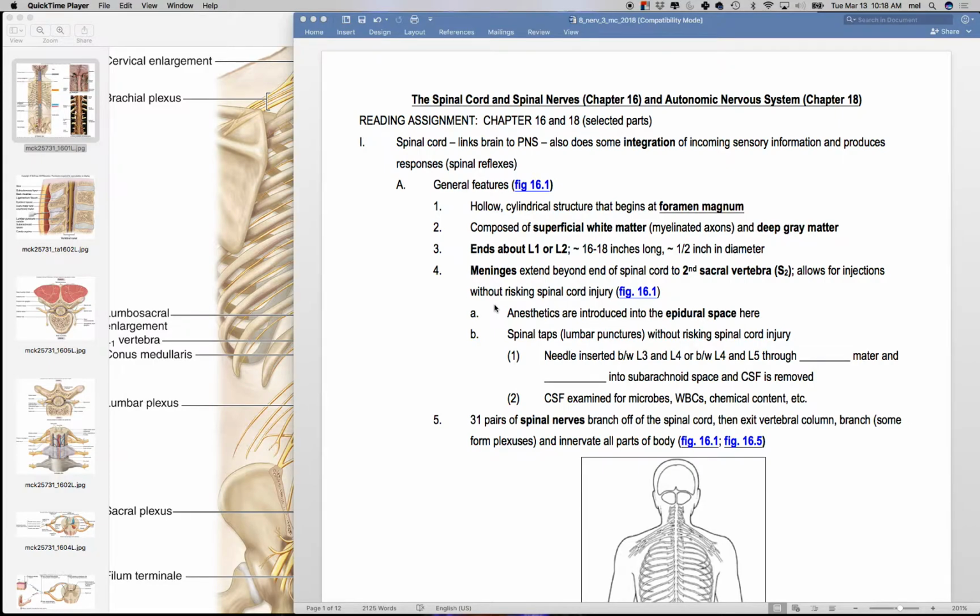So reflexes are faster than this. This is voluntary activity. And reflexes are way faster than that. So the spinal cord does some reflex activity, some low-level processing, and I'll show you how that works a little bit later. So let's just look at the gross anatomy of the spinal cord.